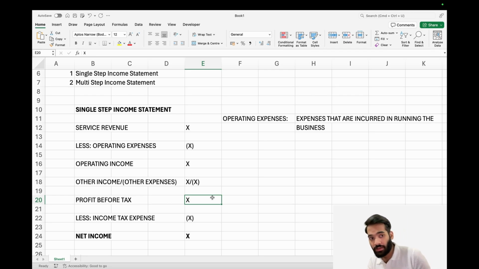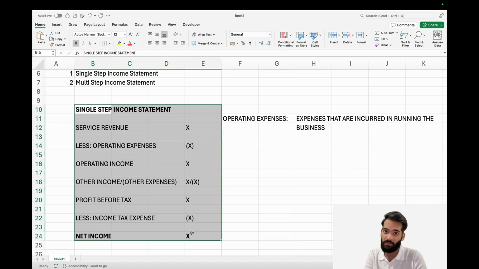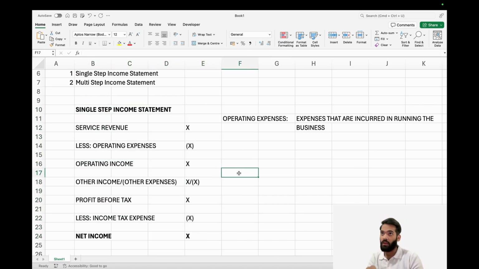But just to make one thing clear, when it comes to financial statements, first, before doing anything, memorize the formats. What do I mean by memorize? Keep asking yourself, okay, how do I start? Service revenue minus operating expenses, operating income, add and subtract other expenses and other income, right? And then you do profit before tax and income tax expense and net profit or net income.